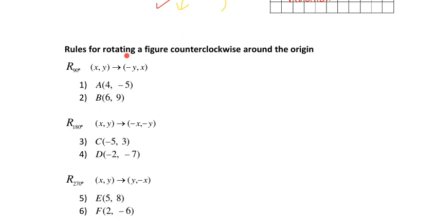These are the rules for rotating a figure counterclockwise around the origin. Two important things here. These are only for counterclockwise rotations, and they are only for those rotations where the center of rotation is the origin. That means the point 0, 0. That is the center of rotation. So these rules only work in this case. Counterclockwise rotations, and the center is the point 0, 0. So here's the first rule.